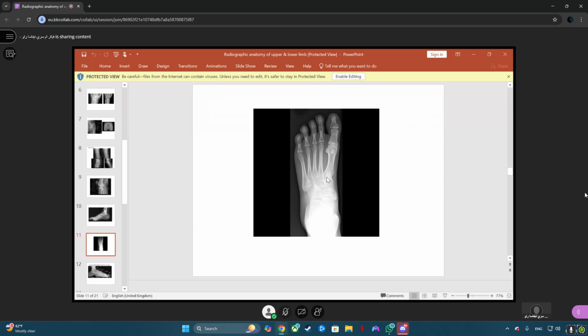So this is the anterior-posterior view. This is not the lateral view. This is the anterior-posterior view. You can see here, this is the ankle joint. So lower end of tibia and fibula, then the tarsal bones, metatarsal bones, and the phalanges.